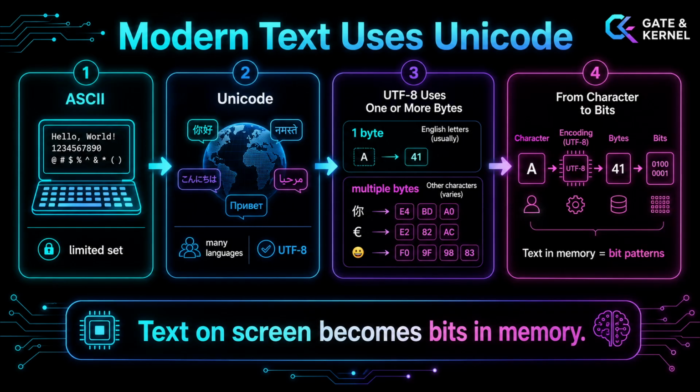UTF-8 uses one or more bytes to represent a character. Many English letters use 1 byte. Other characters may require several bytes. But the basic principle does not change. Characters are encoded into bytes, and bytes are stored as bits. Text on the screen eventually becomes patterns of zeros and ones in memory.